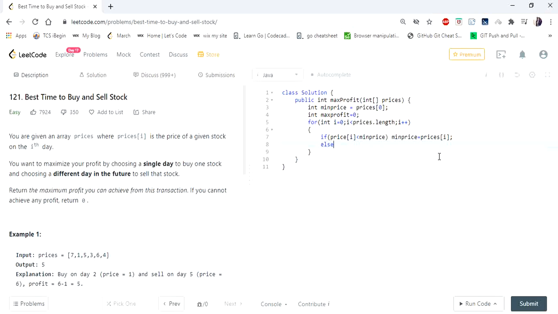Else we are going to calculate our profit, and we are going to compare, if the calculated new profit is greater than the max profit, then update it, otherwise ignore the profit calculation. And finally return the max profit.